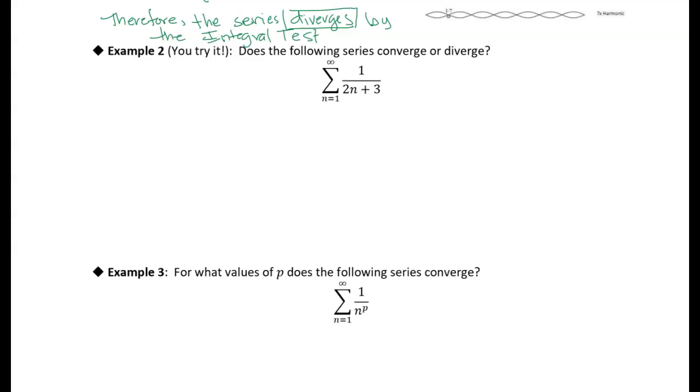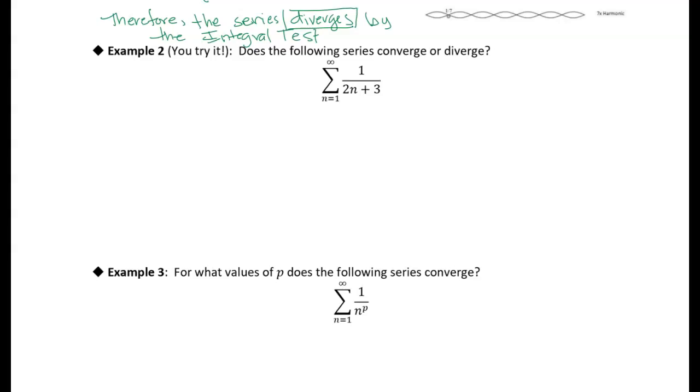And the first thing you should always check is the test for divergence. Does the nth term go to 0? So in this case, the nth term goes to 0, so we don't know if it converges or diverges. If it doesn't go to 0, we know it diverges. But if it does go to 0, we really don't know either way, because that test for divergence only tests for divergence for certain cases where the nth term does not go to 0 as n goes to infinity.